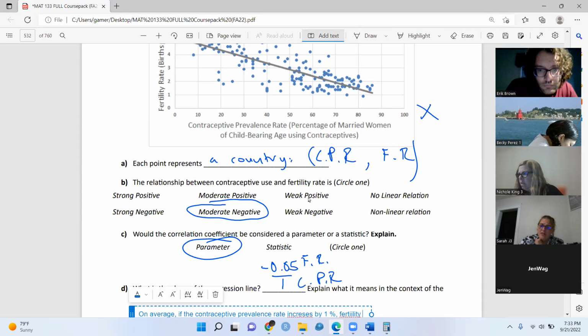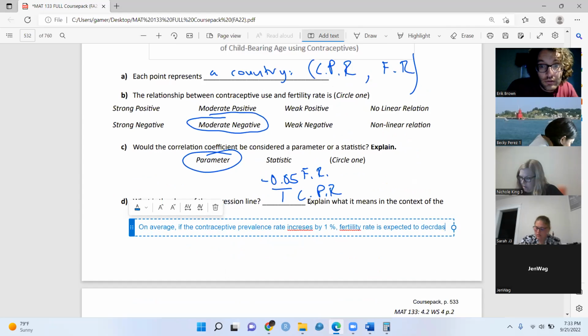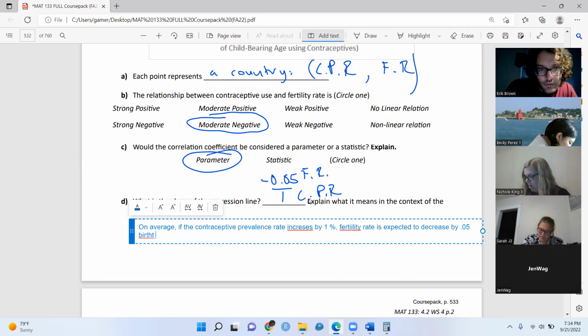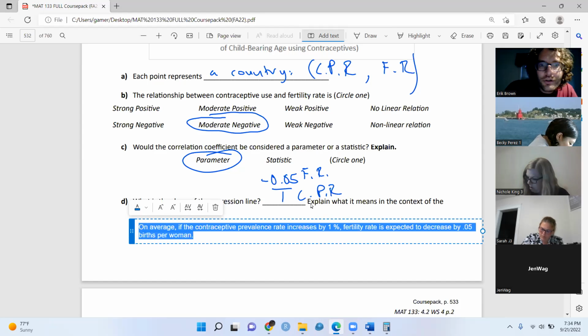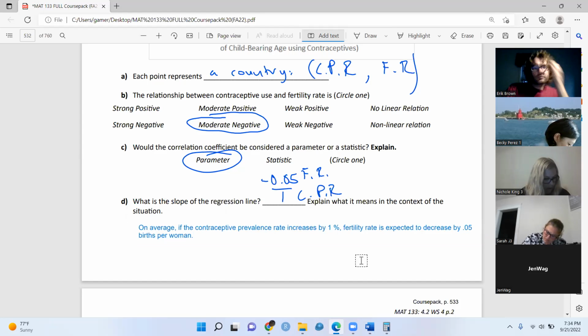Wouldn't it be decreases by 1%? So X always increases. But you're right, the Y, because it's negative, the fertility rate is expected to decrease by 0.05. Oops, not percent. Births per woman. Can I make that larger? Maybe not.